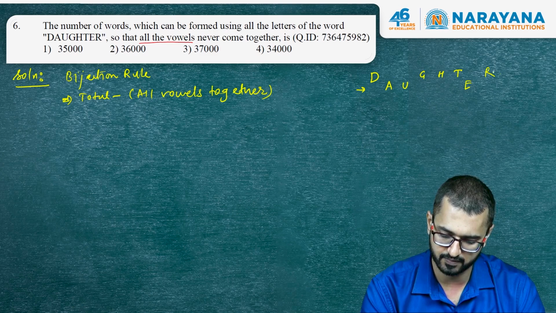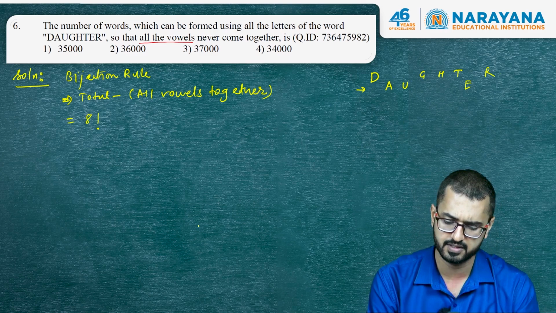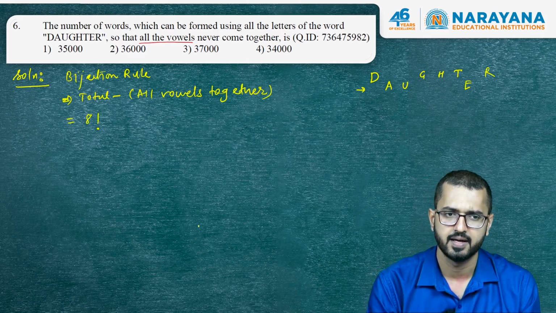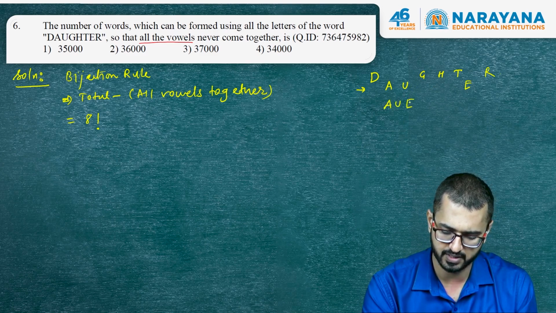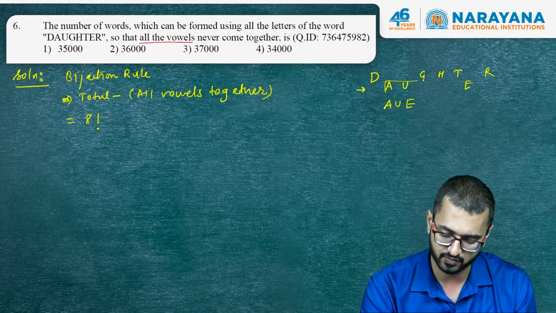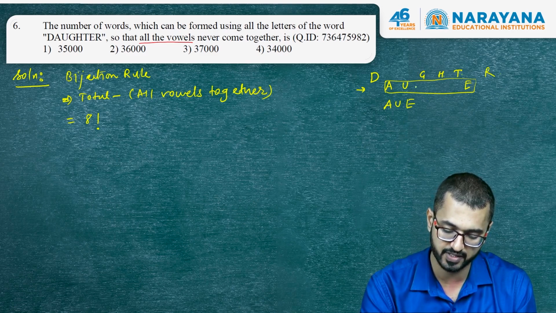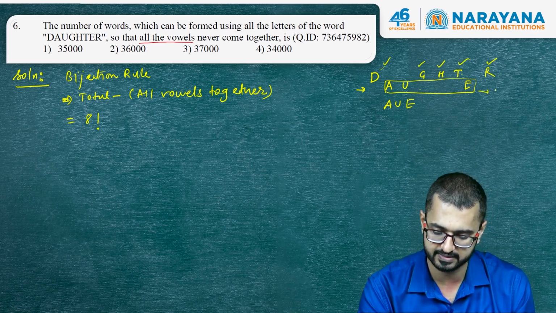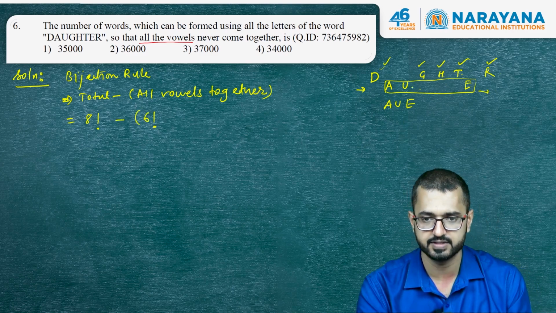So 5 and 3, 8. So 8 factorial is going to be the total number of words formed, and as there is no repetition here, so yes. And vowels are together, so we will take vowels as one case. So A, U, E will be together as one unit, and remaining D, G, H, T, R as separate. So how many letters now do we have in total? D, G, H, T and R, so 5 plus 1, 6. So it will be 6 factorial, and 6 factorial ways they can be arranged.